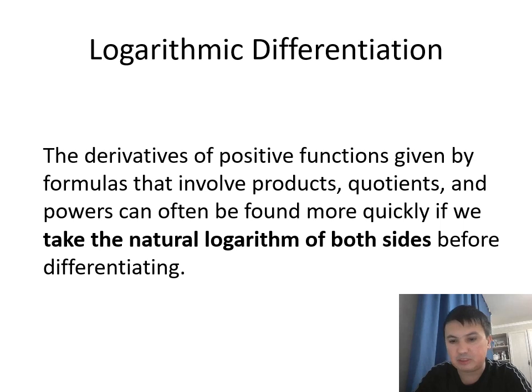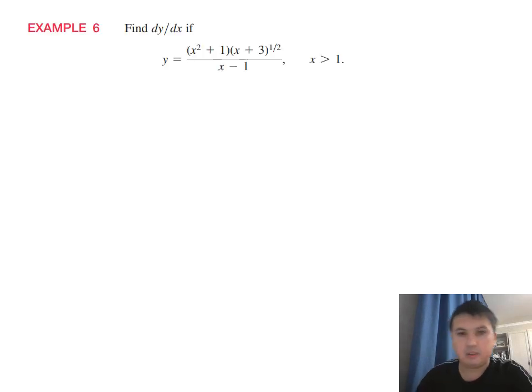So let's do some examples. Let's find the derivative where y is equal to x squared plus 1 multiplied by the square root of x cubed plus 3x, divided by x minus 1. You see, if I want to take the derivative, I have to apply the quotient rule. And then at some point, I need to apply the product rule. And then at some point, I need to apply the power rule, etc. Right? So it's kind of doable, but somewhat time consuming. So let's do the logarithmic differentiation.